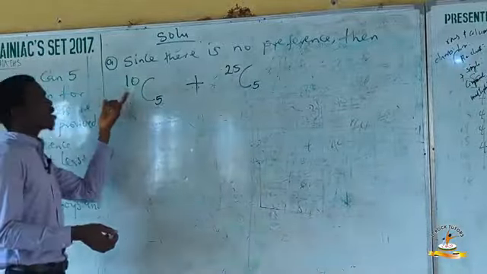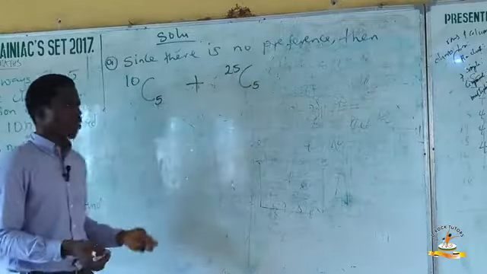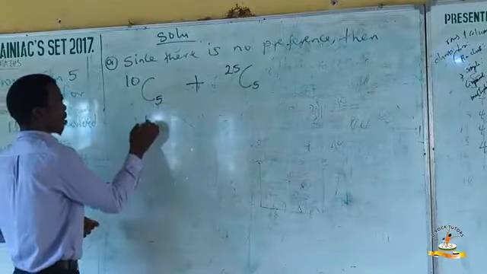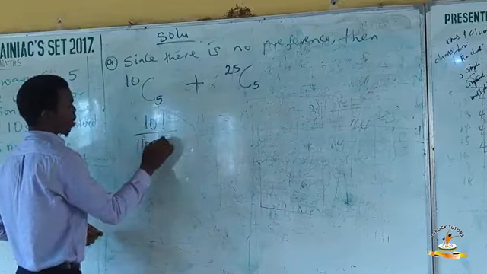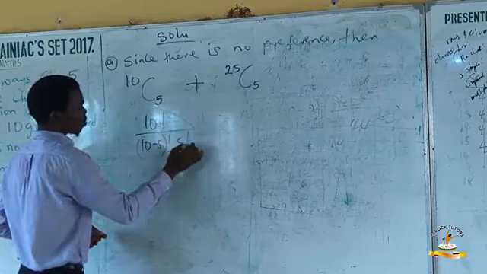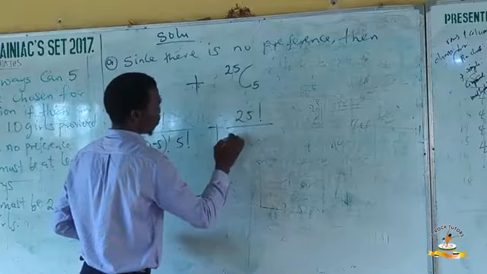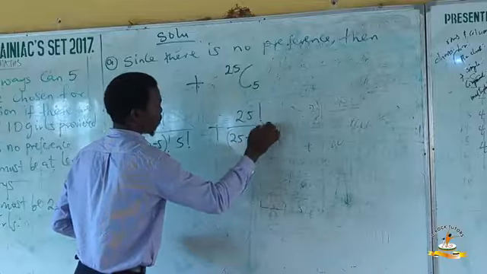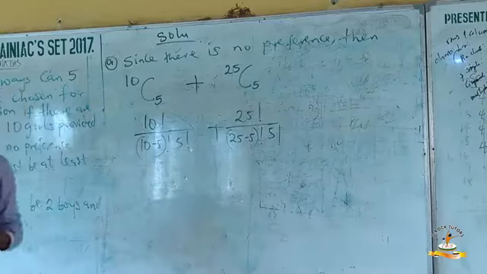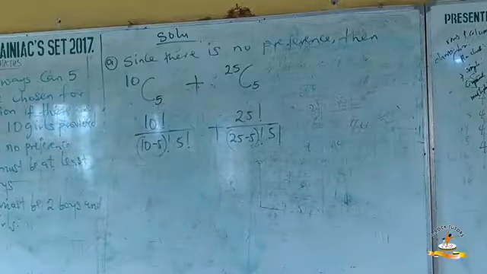So it can be all the 5 from the girls or all the 5 from the boys. And what is 10 combination 5? Is that not 10 factorial over 10 minus 5 factorial times 5 factorial, plus 25 factorial all over 25 minus 5 factorial times 5 factorial? And that is going to be my result. As simple as that, you just stop there.